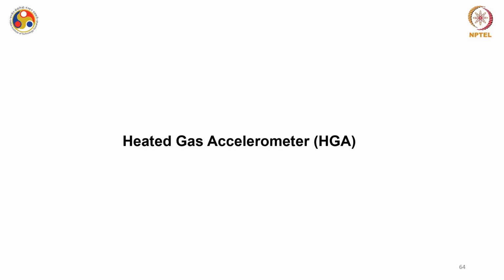So another type of thermal accelerometer is the heated gas accelerometer. The operation of the heated gas accelerometer is totally different as compared to the heated plate accelerometer, or HPA. So we will understand this heated gas accelerometer, or HGA, device in our next lecture.